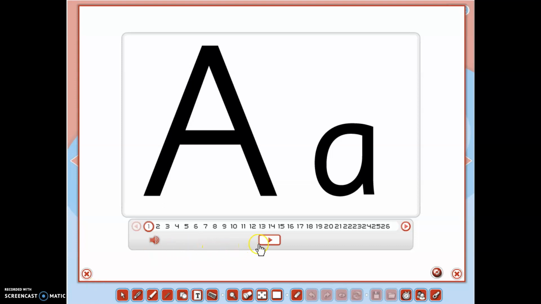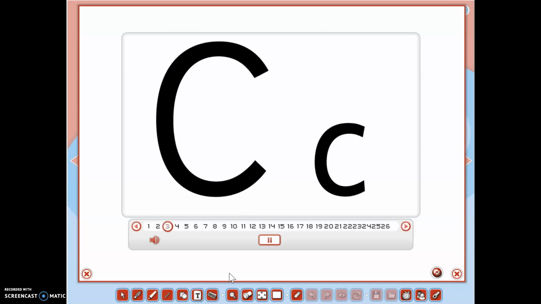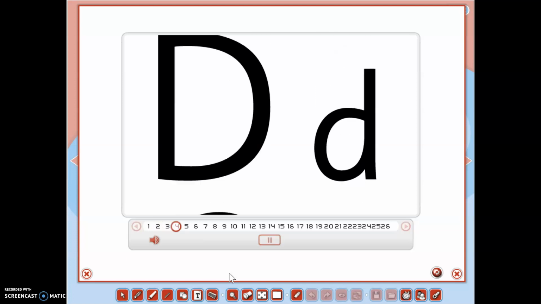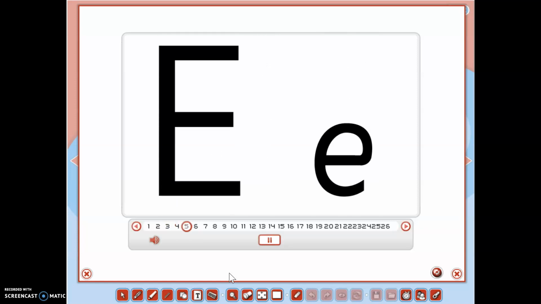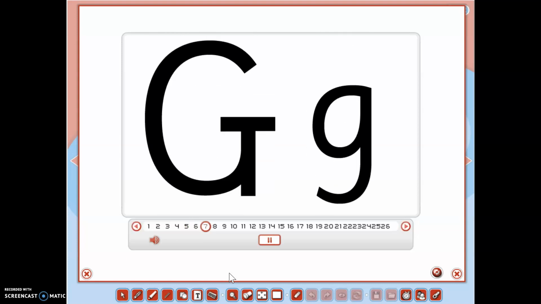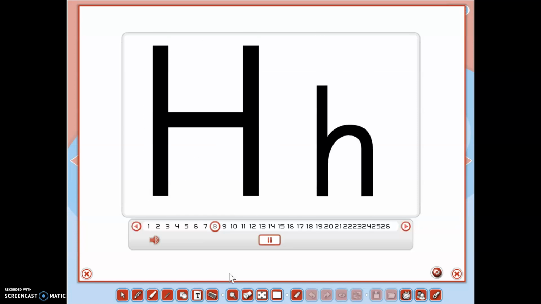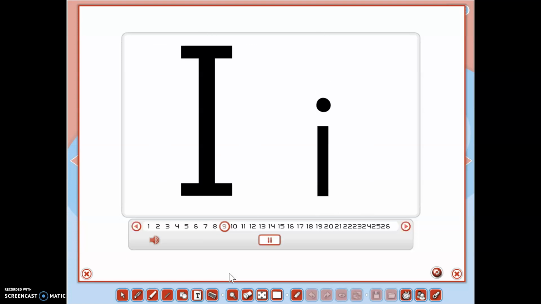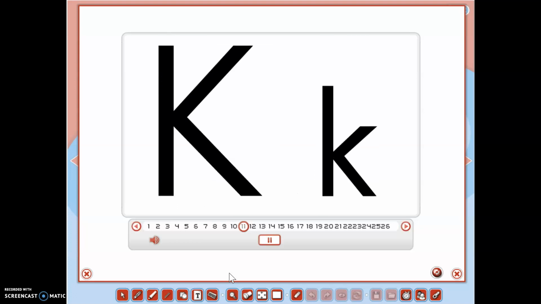Let's start with reviewing the letters. A, B, C, D, E, F, G, H, I, J, K.